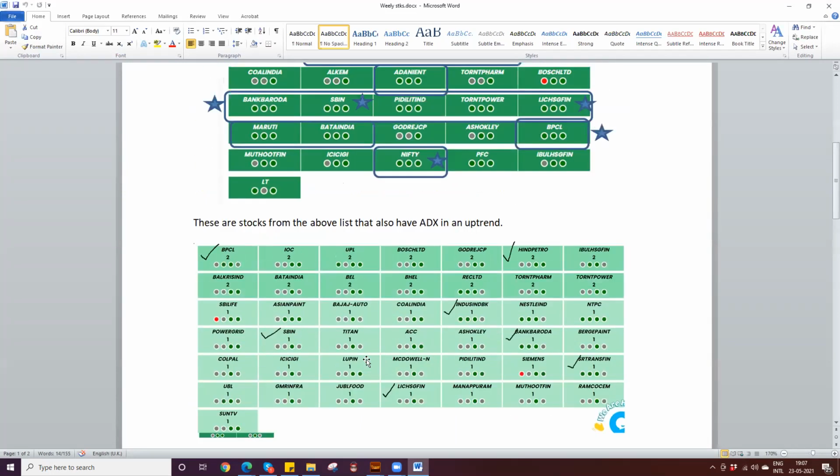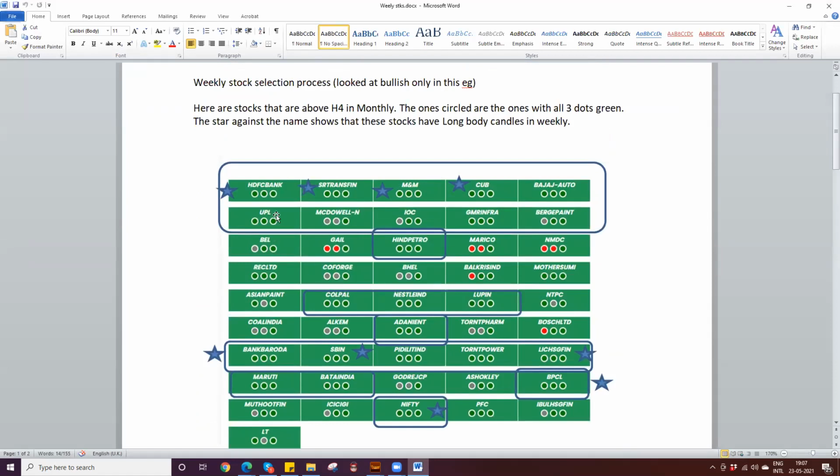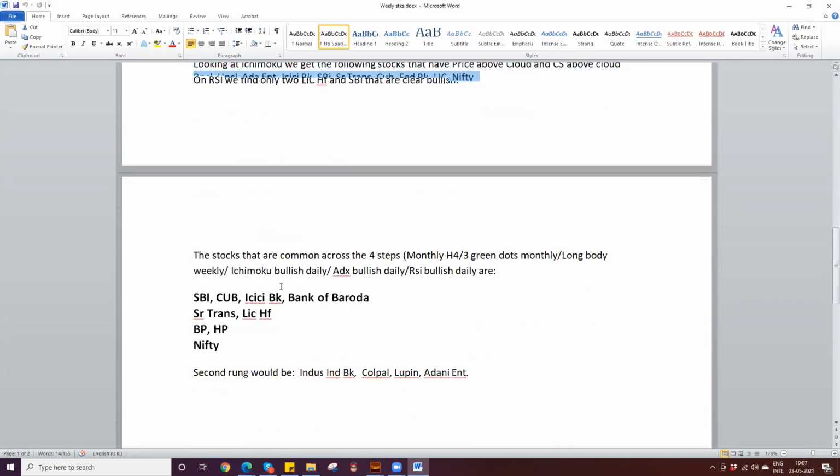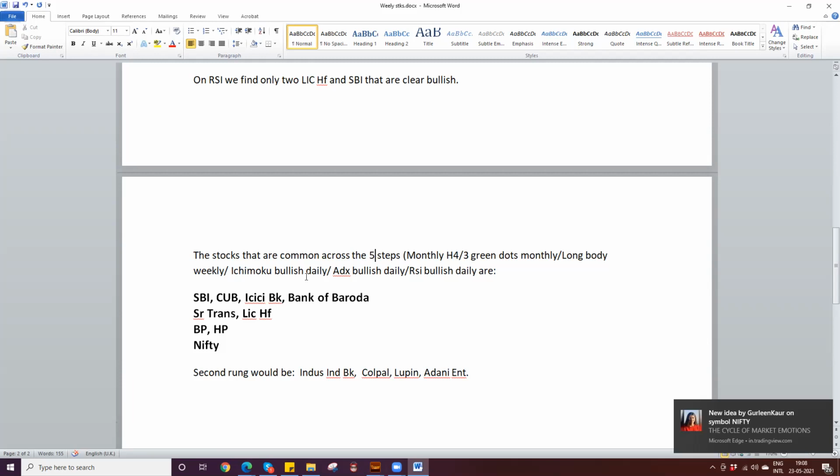So now we have finished our 5-step process. The stocks that are common across are: above monthly H4, 3 green dots on the monthly, a long body candle on the weekly, Ichimoku bullish on the daily, which is actually a 2-step thing, price above cloud and Chikou span above cloud, and ADX bullish on the daily. If the score is about 2, that's even better, but 1 is fine because the movement is starting out. And RSI bullish on the daily, if it comes up in the green list.